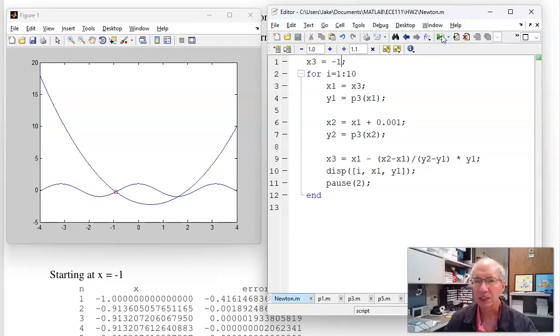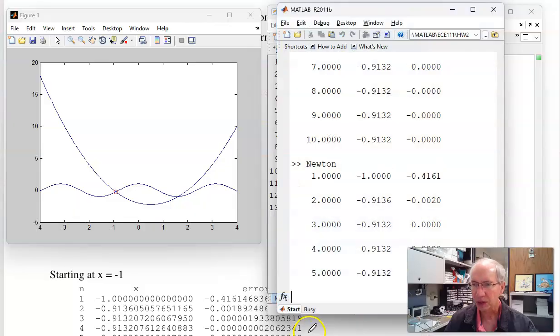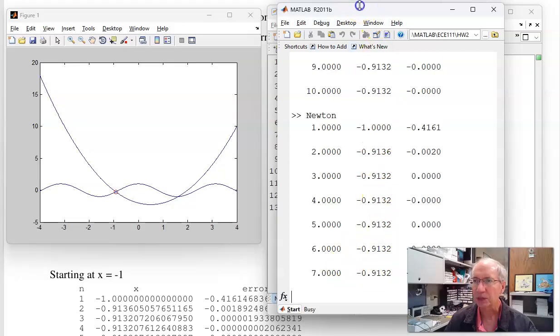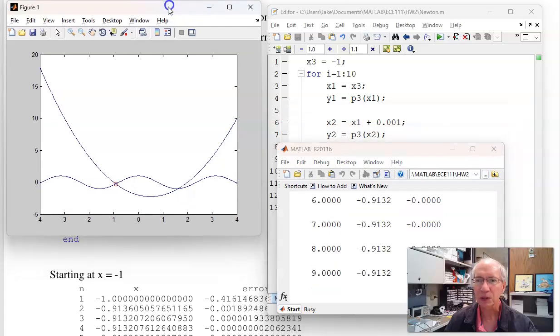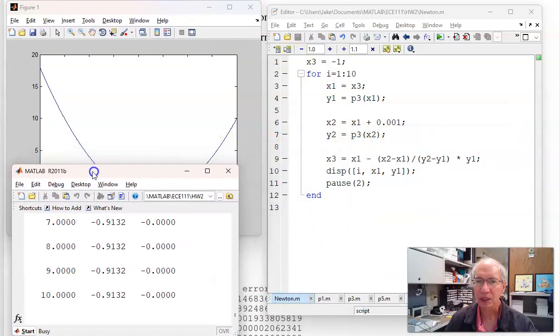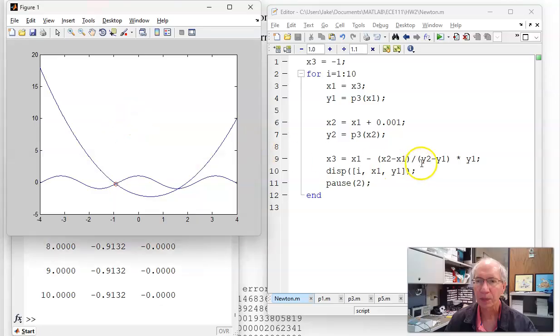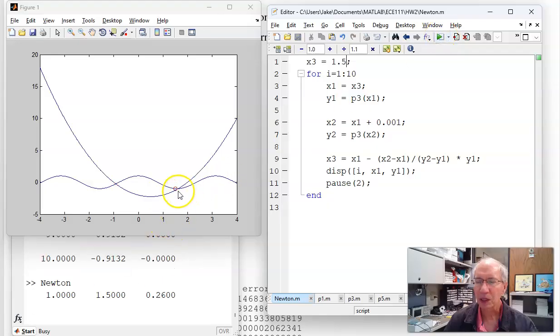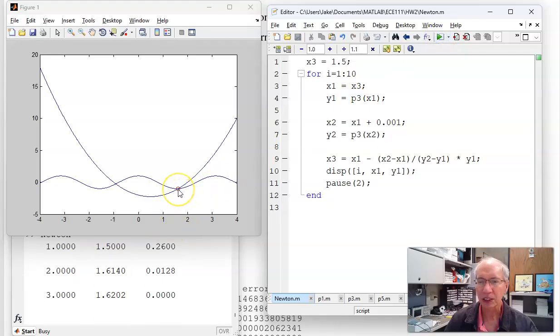Here's the first guess, second guess, third guess. Or in the command window, I can see it converged to minus 0.9132. So let's put this over here. If I make my initial guess close to this one, that's about 1.5. Starting from here, it will tend to converge to the closest solution. It converges to 1.6, and actually the answer is 1.6202.